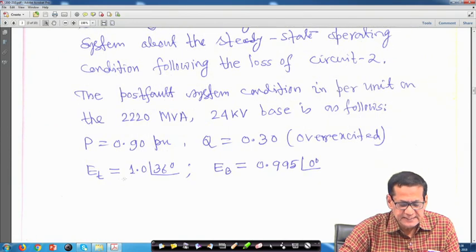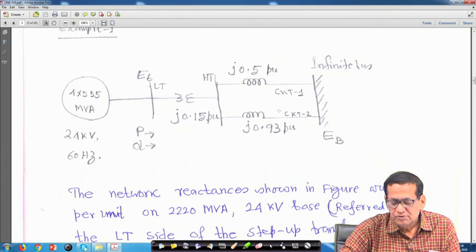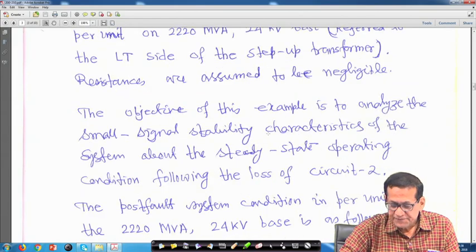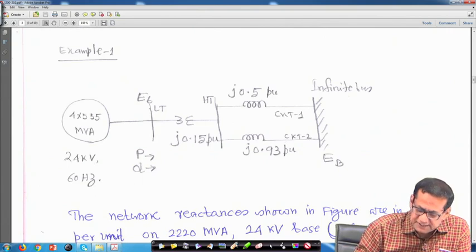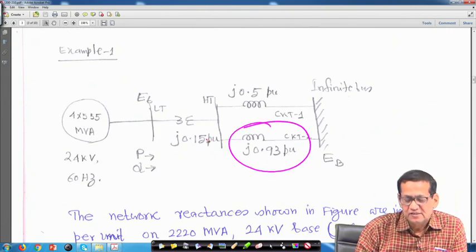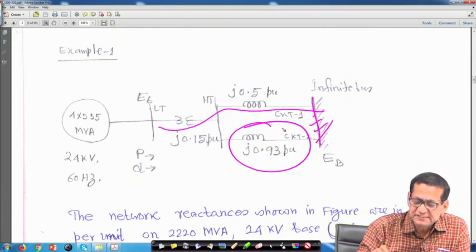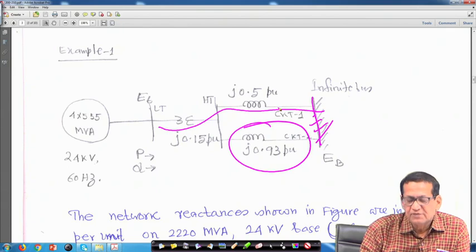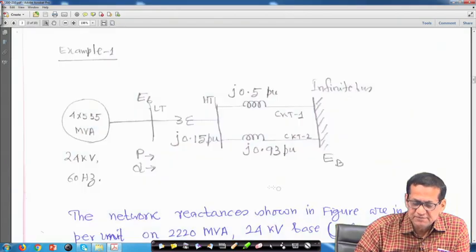The terminal voltage E t is given as 1 angle 36 degrees and E b is 0.995 angle 0 degrees, all per unit. That means there is a loss of circuit 2. Suppose there is a fault and this circuit is out, this circuit will not be there. So finally the circuit is like this, and this is the infinite bus. Therefore, the total reactance of the circuit will be 0.5 plus 0.15, so J 0.65. So, this equivalent diagram is given.